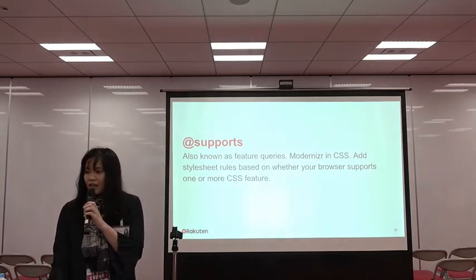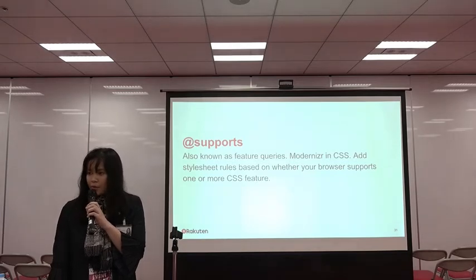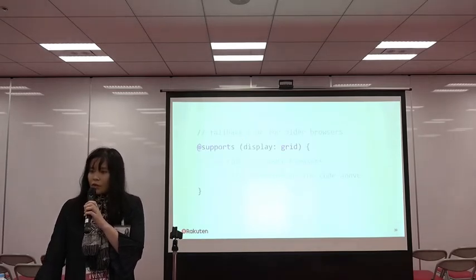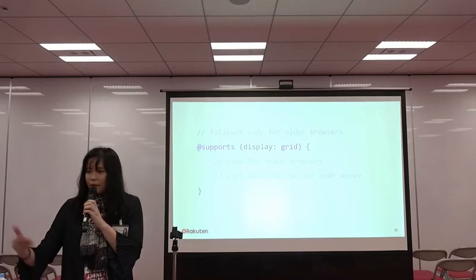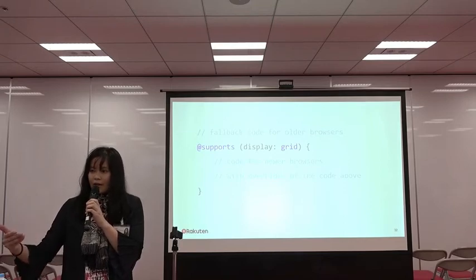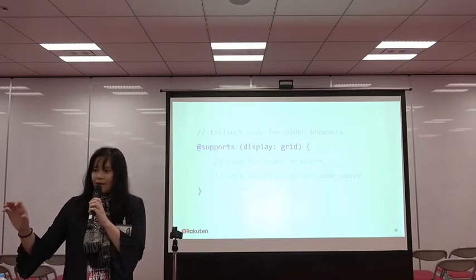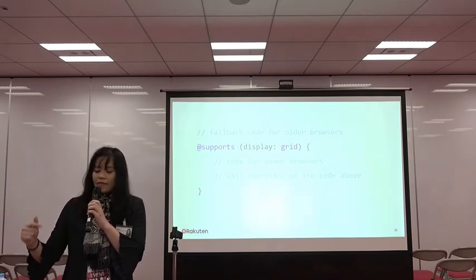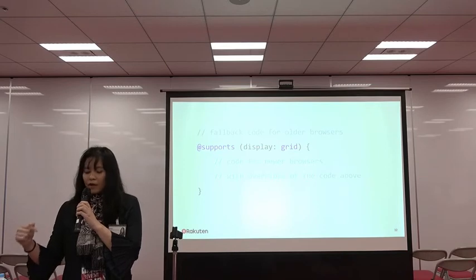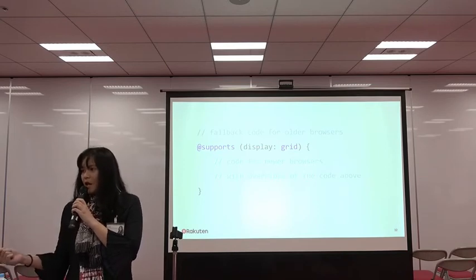So how would you actually use the support query? You can write your fallback code for older browsers, and after that you can use the support statement to check if your browser actually supports a particular feature, in this case, whether it supports Grid. And within that support statement, you can write CSS for the newer browser, or even override the fallback code that you had written before.